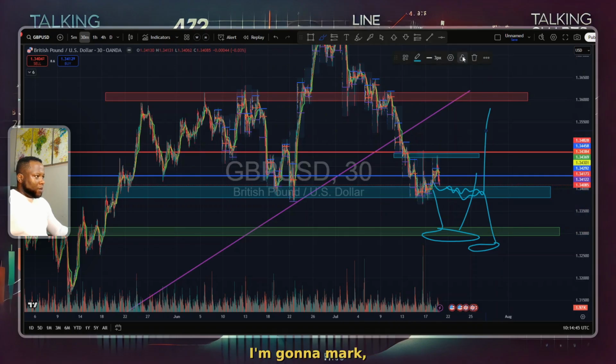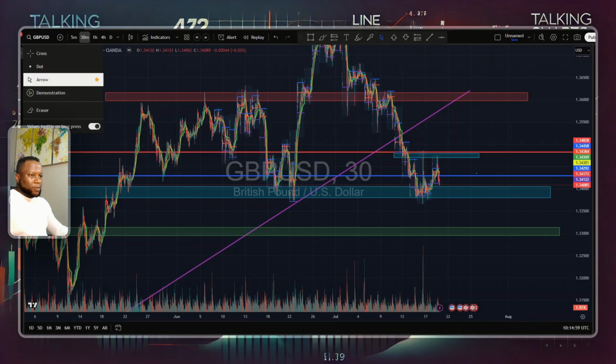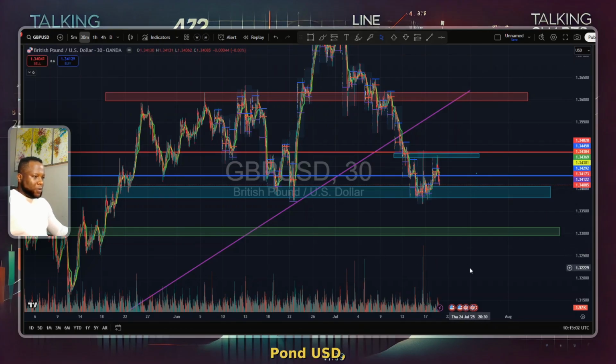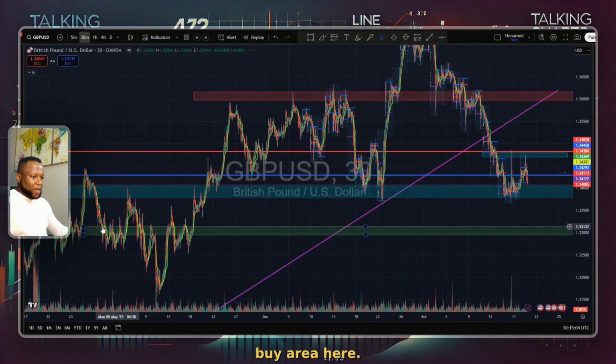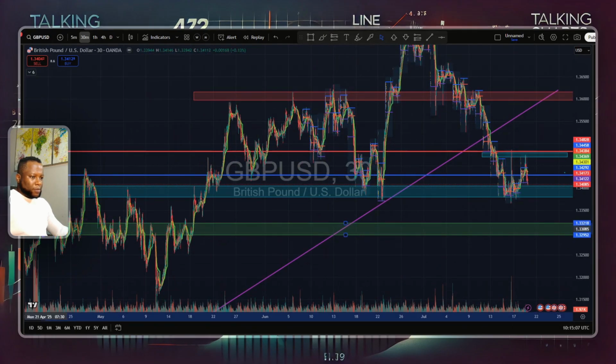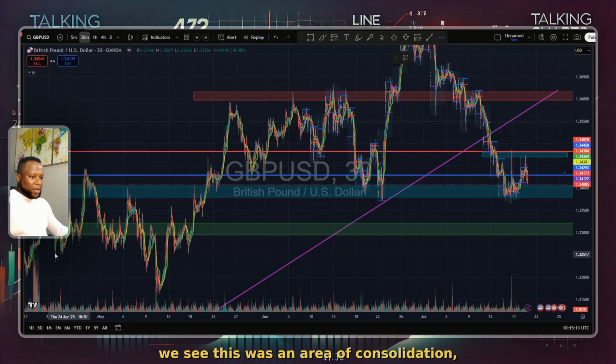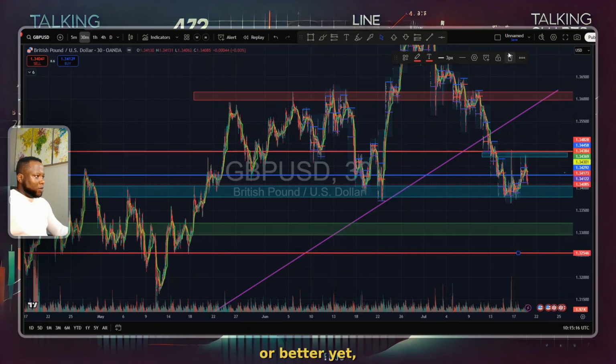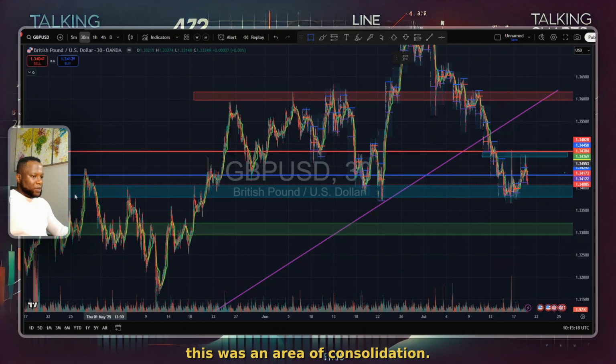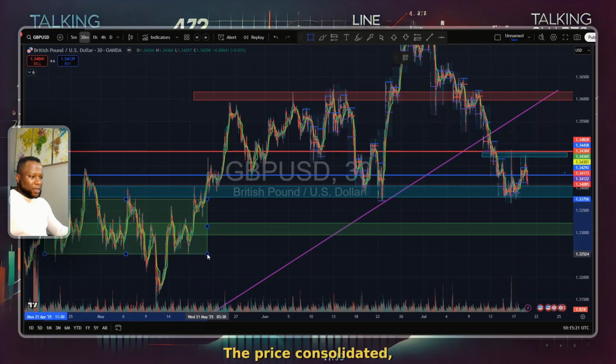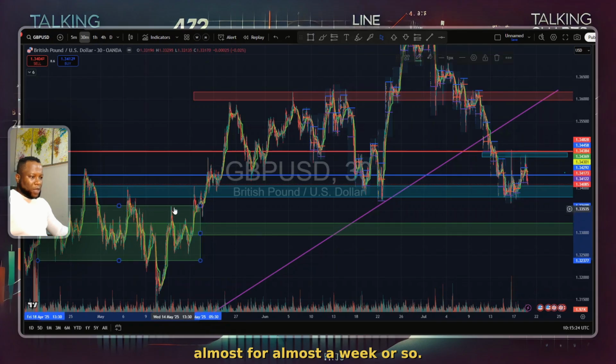I'm going to mark the zones so everyone can see them very clearly. I was going to get rid of this. Okay, that's clear. So looking at this now, in the pound USD we have our buy area here. Why is it a buy area? Support, support, support. This was an area of consolidation, the price consolidated for almost a week or so.